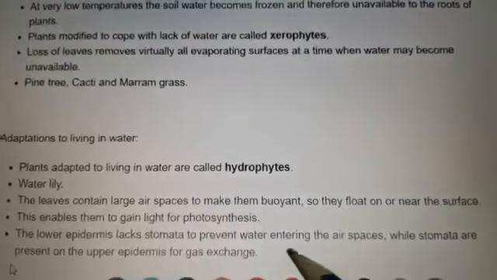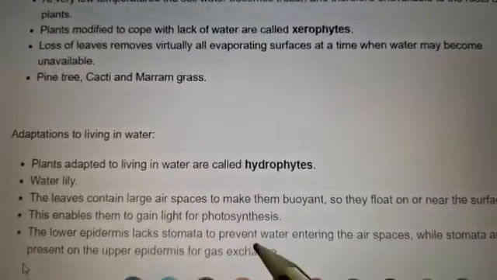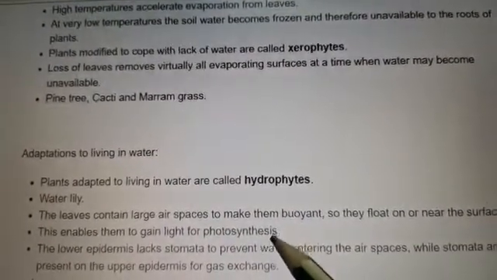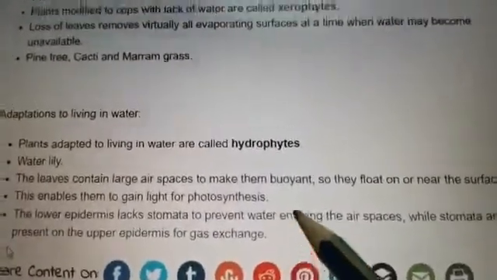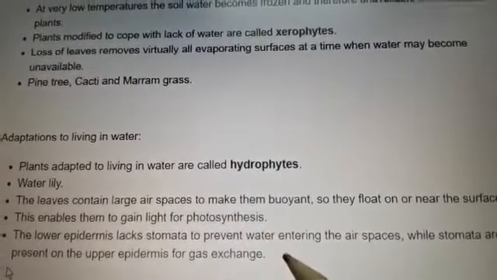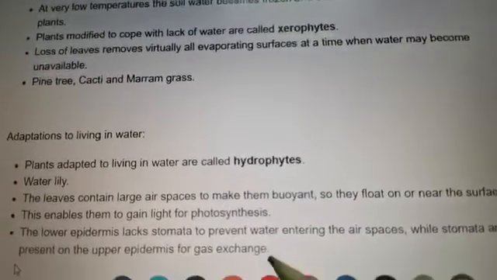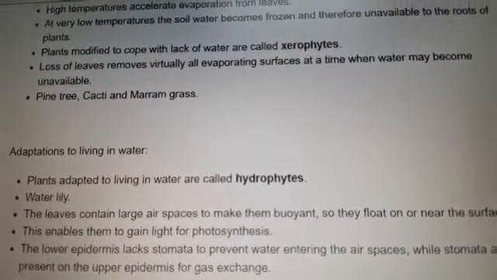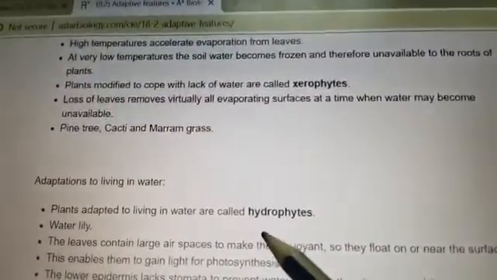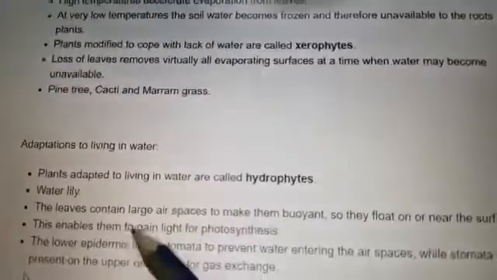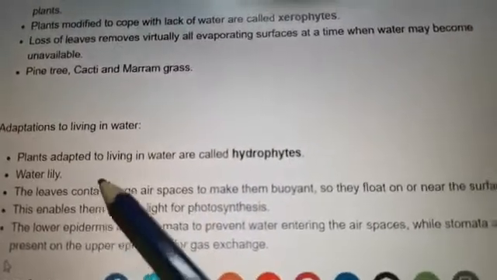It enables them to gain light for photosynthesis. If they are floating on the water, the leaves can get the sunlight easily to do photosynthesis. Then the lower epidermis lacks stomata to prevent water entering the air spaces, while stomata are present on the upper epidermis for gas exchange. So these are the adaptations of xerophytes and hydrophytes. The examples of xerophytes are cacti, pine tree, marram grass, and for hydrophytes, water lily and lotus.